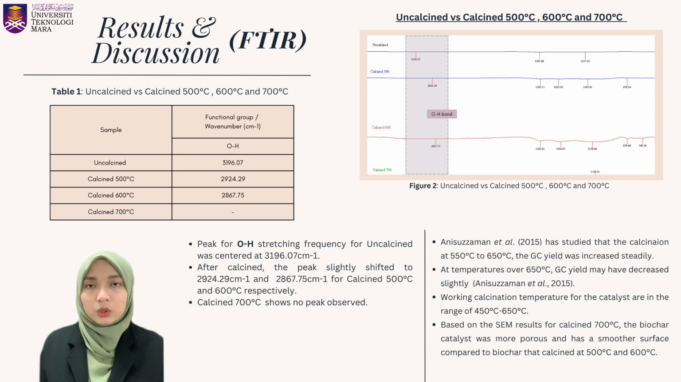The hypothesis can be supported by further characterization using SEM. Based on the SEM results for calcined 700 degrees Celsius, the biochar catalyst was more porous and has a smoother surface compared to biochar calcined at 500 and 600 degrees Celsius.